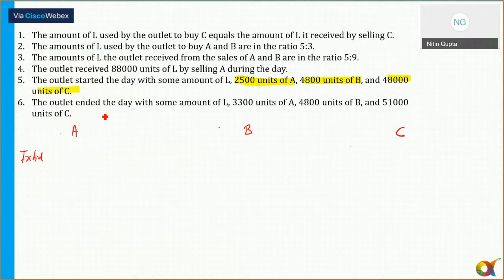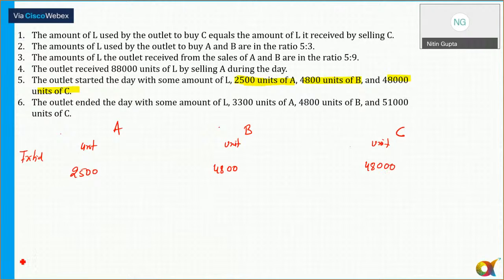So there are two things here. That is 2,500 units of A. Okay. That is A. Okay. So when it comes to the units, initially A has got 2,500 units. B has got 4,800 units. And C has got 48,000 units.